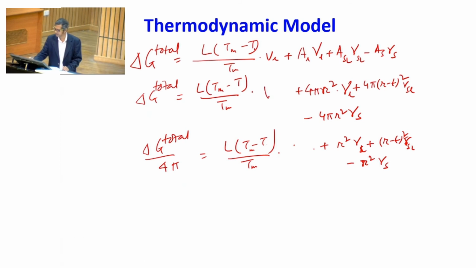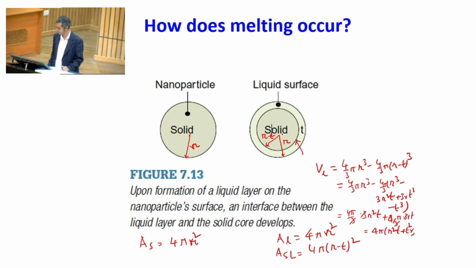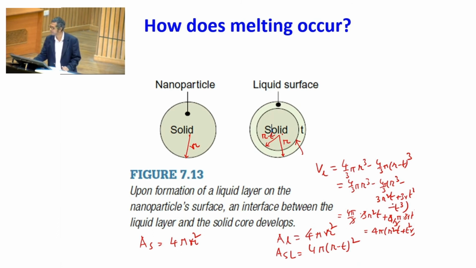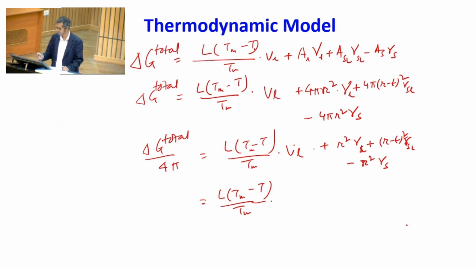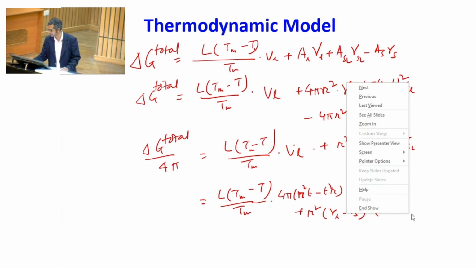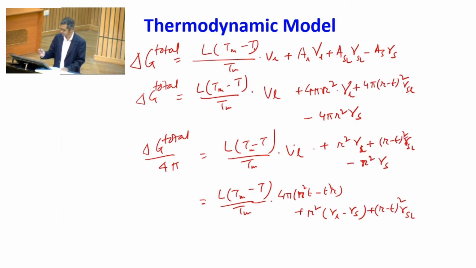We'll write it here, VL. The next step we are going to write is L (Tm minus T) by Tm into 4 pi (r square t plus t square r), minus, it is not plus, I think this is minus, yes. So 4 pi (r square t minus t square r) plus r square (gamma L minus gamma S), plus (r minus t) square gamma SL. So this is delta G total by 4 pi.